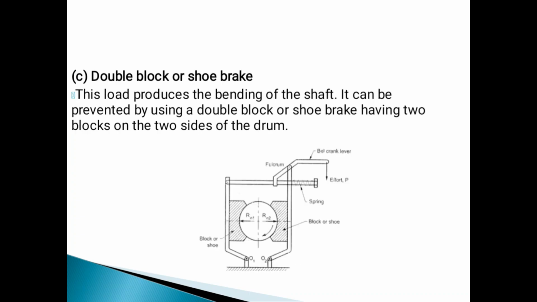Next one is the double block or shoe brake. In this case there are two blocks on either side and there is a brake drum. When we apply effort on the bell crank lever, the brake is applied and the drum comes to a stop or retards its speed.